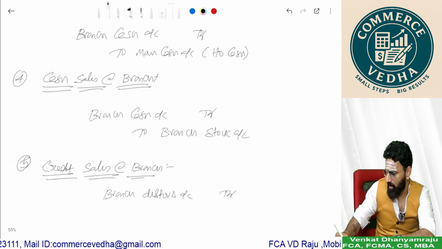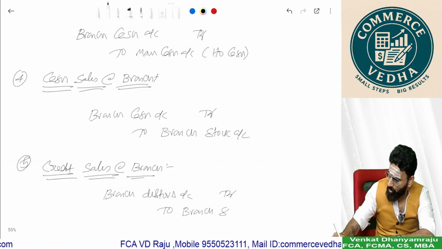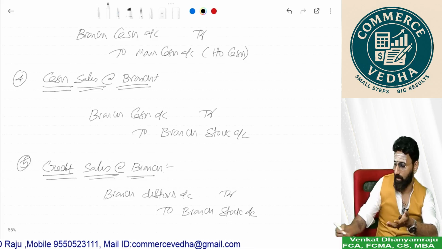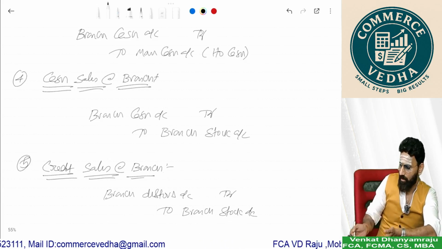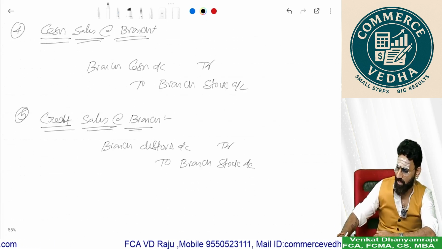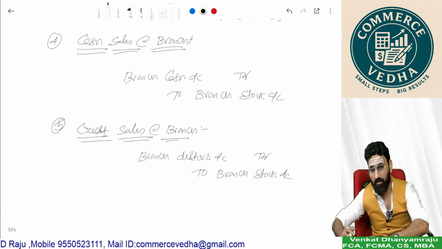Branch debtors account debit to branch stock. We sell the stock, stock is going out. Here cash, branch cash. Here debtors, because it is branch customers. We can say branch customers, branch debtors, whatever it is. So both cash sales and credit sales are recorded.